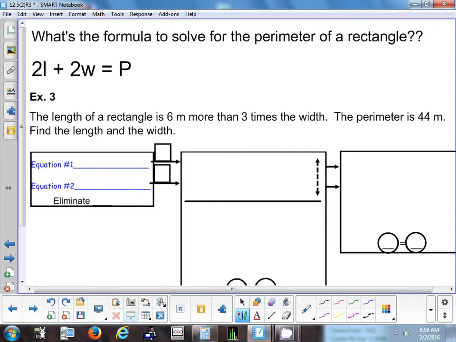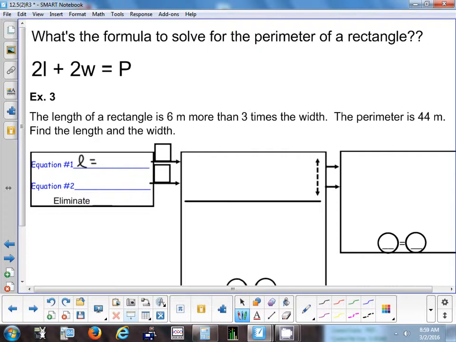All right, so let's just start. We'll read it as we go, and then we'll use the information as we see it. The length of a rectangle is, how would I write that? Can you write L equals? Yep. So we got L equals, the length is 6 more than 3 times the width. 6 plus 3. Yep, you can write it that way here.